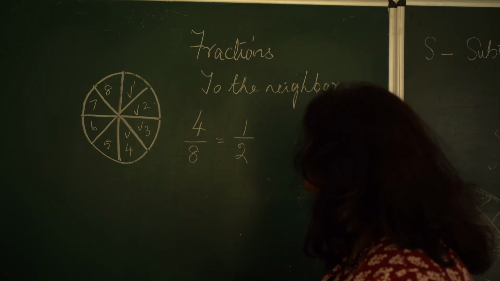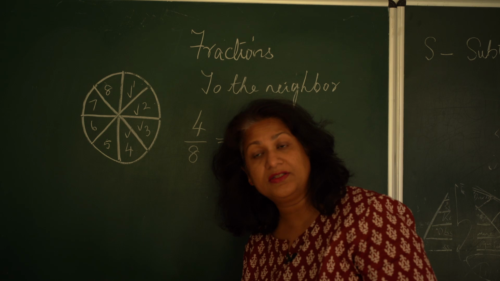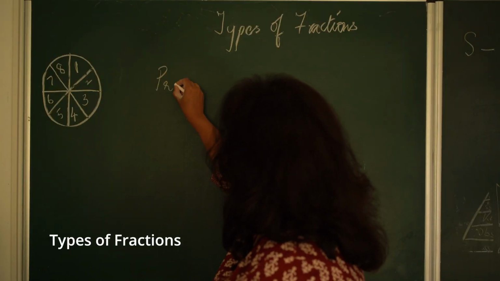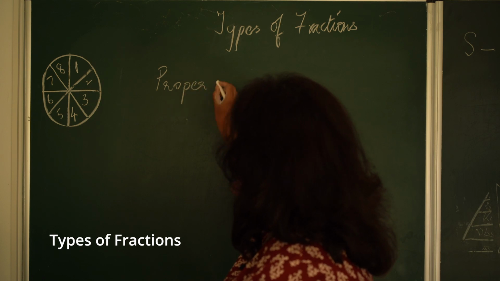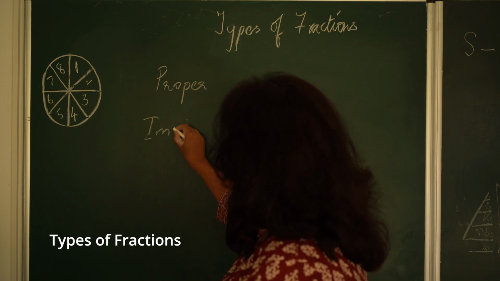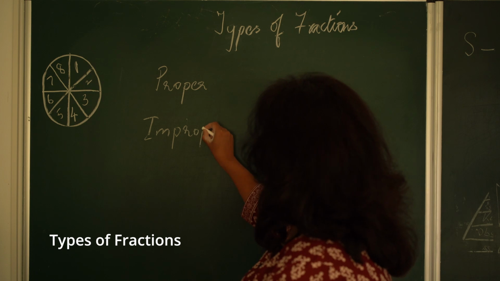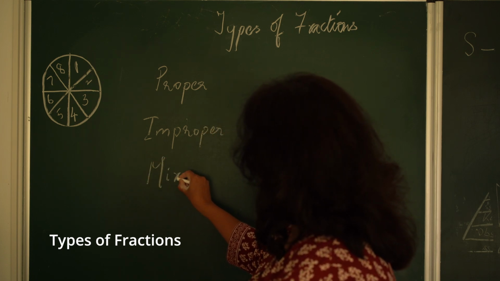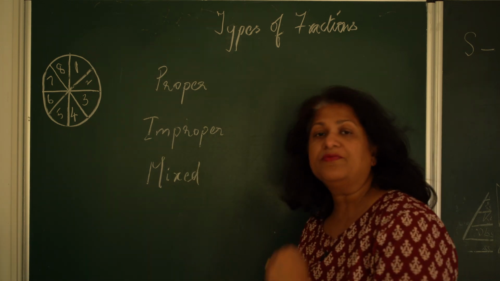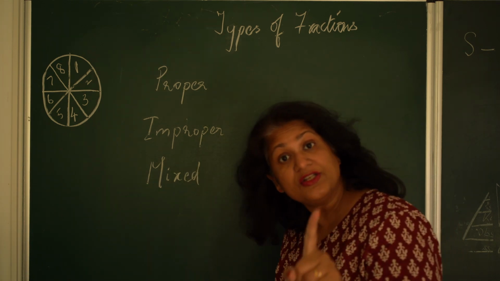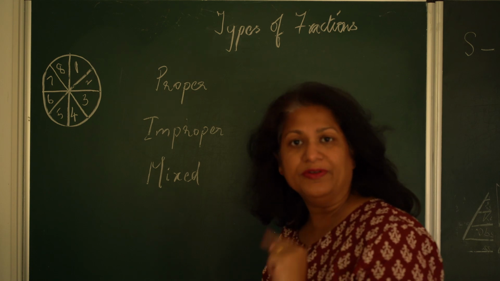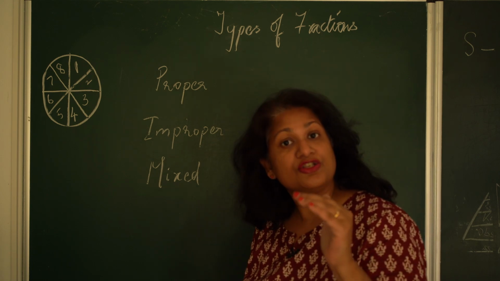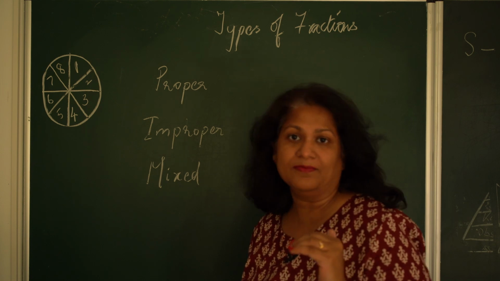Now let's go into something called types of fractions. With types of fractions, you have 3 kinds. One is the proper kind, improper, and mixed. What is a proper fraction? There's a condition for a fraction to be considered proper: your numerator is smaller than the denominator.